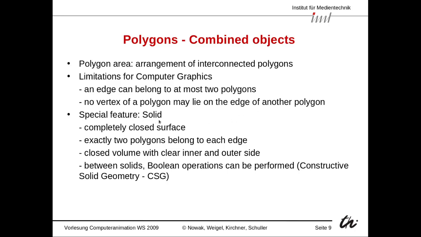Special feature here is a solid. This is a completely closed surface, like for instance a sphere. And that means exactly 2 polygons belong to each edge. And we have a closed volume with clear inner and outer side. And between those solids, Boolean operations can be performed, for instance constructive solid geometry, CSG. So this is actually what we will have most often in computer graphics. Some solid, a completely closed surface.